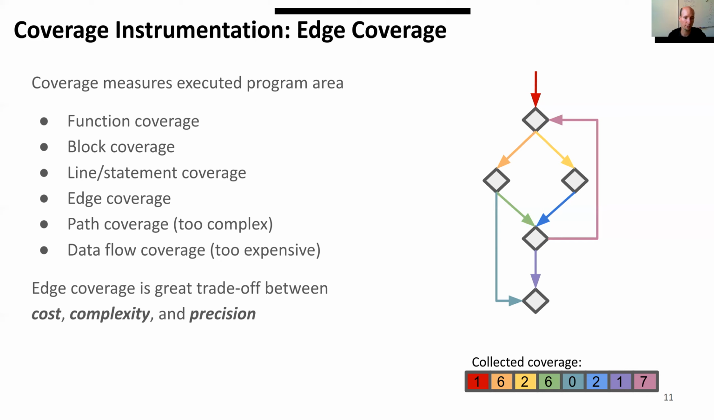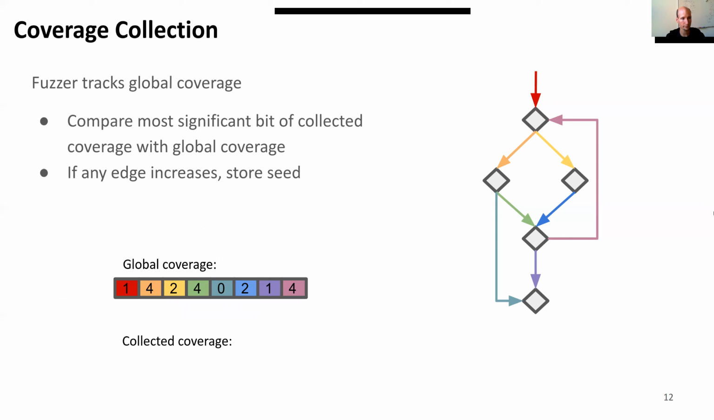And the same goes for data flow coverage. Data flow coverage is simply too expensive to collect. Trust me, we tried and invested about 2 years of research into data flow coverage. In the end, it wasn't much more precise than anything else. So to summarize here, edge coverage is a great trade-off between cost, complexity, and precision, and gives a fairly good way to capture program behavior, and is commonly used across many of the current fuzzers.